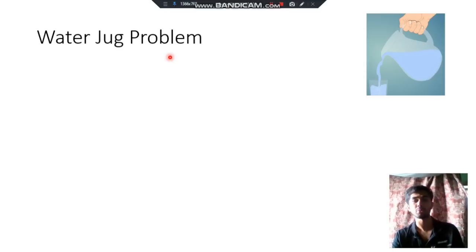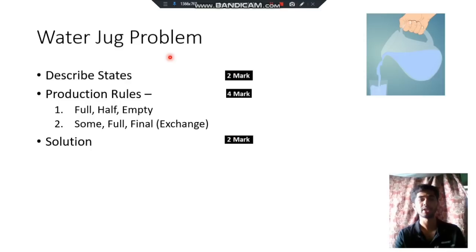Moving on, we have the water jug problem. Here are the three steps you have to answer this question. The first is describe the states. What is the initial state, what is the final state, and what are the production rules you are going to use. So to remember it in a very simple way: full, half empty, some, full, final. And this is exchange. Full means initially the jugs will be empty, you are filling it to full water.